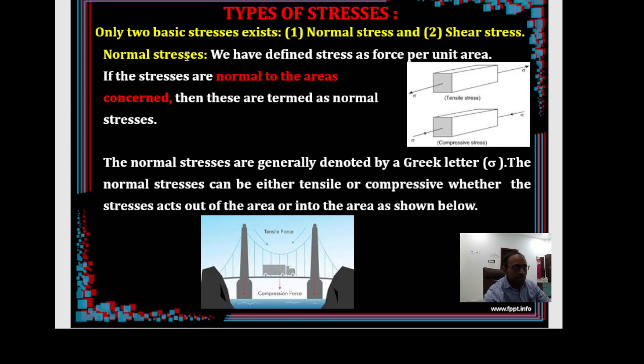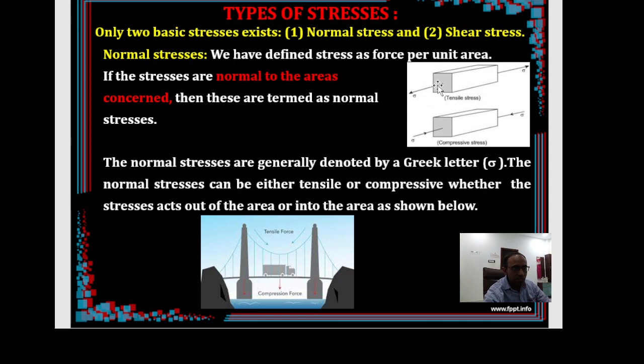So let's see why this normal stress came. What is this normal stress? Suppose you take a particular rectangular bar, you apply some force here, or you can apply some stress. Then why is that particular stress called normal stress? If this is the cross sectional area, the stress we are representing in terms of its orientation towards the cross sectional area. If your stress direction is perpendicular or normal to this particular cross section, then we will say it is a normal stress. Right? So if the stresses are normal to the areas concerned, whatever area we are taking, let's say this is the area, and the stress is normal or perpendicular to this particular cross sectional area, then we will say it is called normal stress.